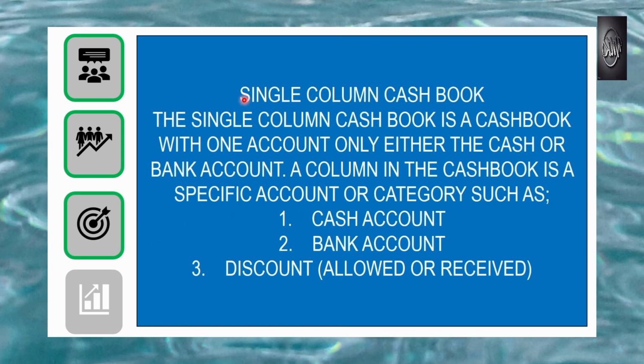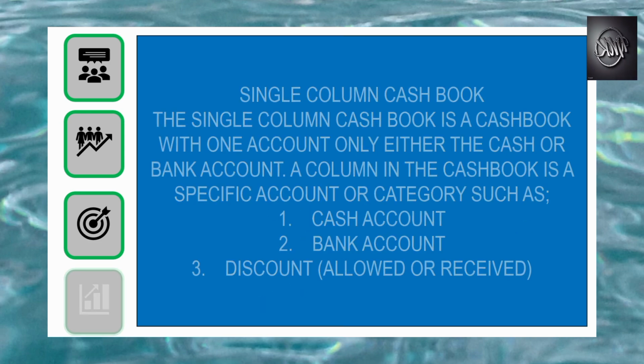Single column cash book is the first type of cash book that we are going to discuss. The single column cash book is a cash book with one account only. This account can either be the cash or bank account, any of the two. A column in the cash book is a specific account or category such as the cash account, bank account, or the discount category. If you see a single column cash book, it may have more than 2 columns, but we are saying it's a single column because our focus is that it has only 1 account, and this account can be cash account or bank account.